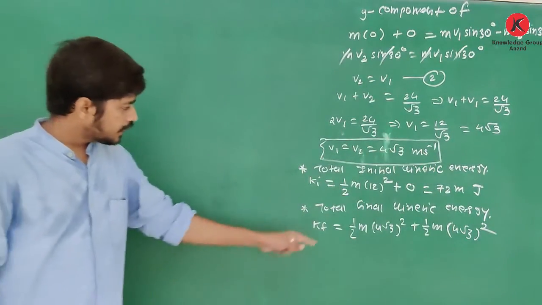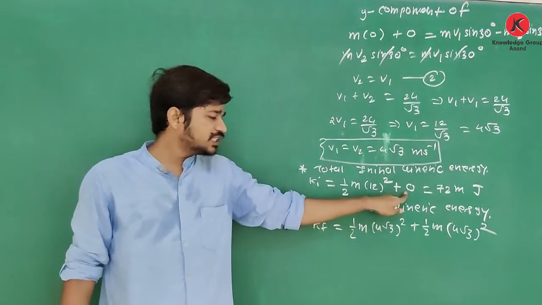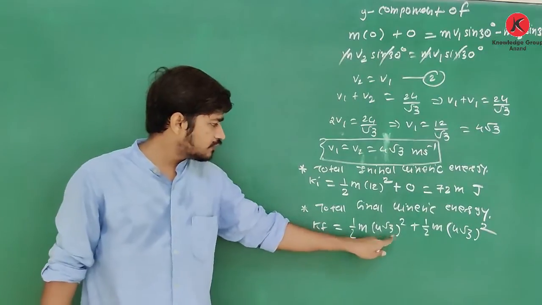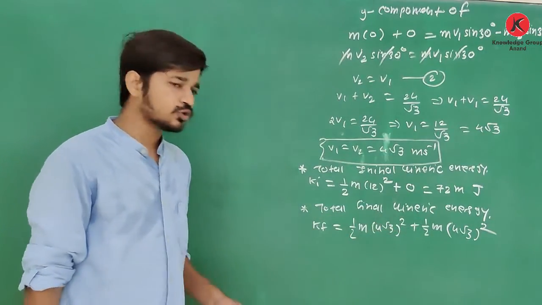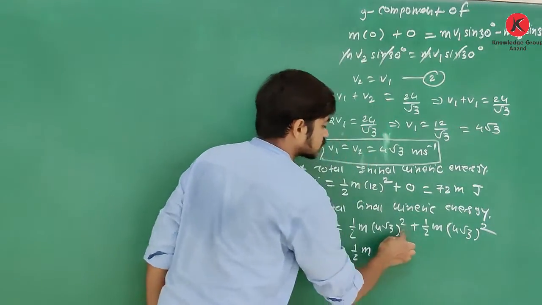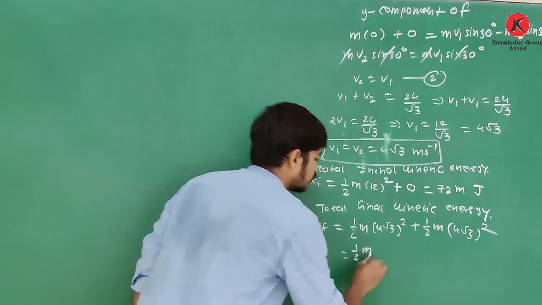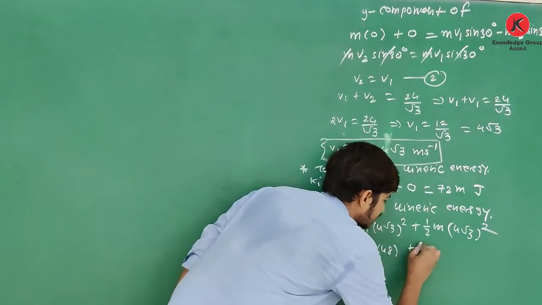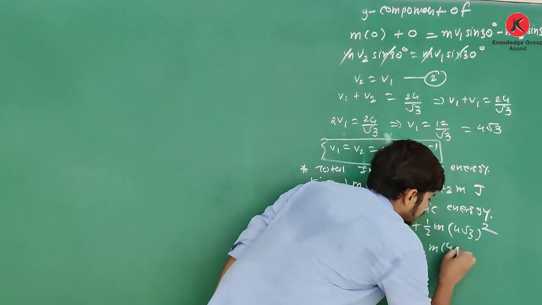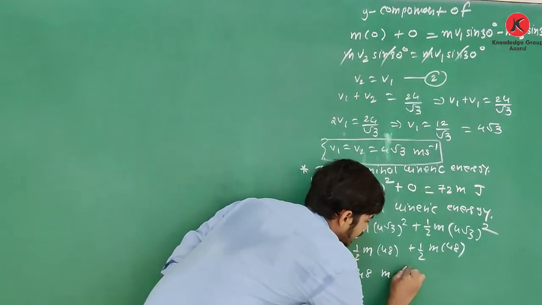Clear about this? It is before. Only object A is moving with speed 12. Object B is stationary. After collision, they both are moving with same speed, that is 4 root 3 meter per second. It is equal to half m, 4 square 16, root 3 square 3. So 16 into 3 is 48. Similarly here, half m, here it is 48. So your answer is 48 m.